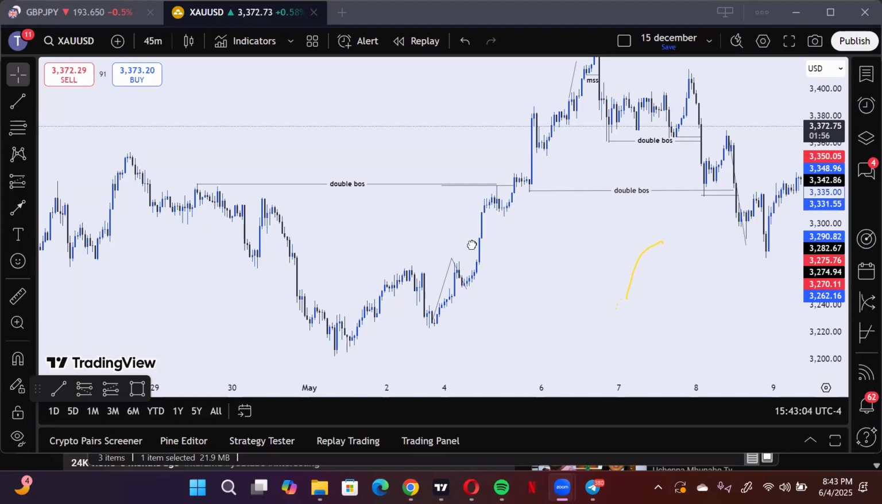So after getting the structure part of the strategy, the next thing that we'll look out for is the liquidity part of the strategy. Now, there are different types of liquidity in the market, but the one we use in picking entries, the liquidity that we look for immediately after we see our market structure shift or our double breakout structure, is what? Our inducement liquidity.